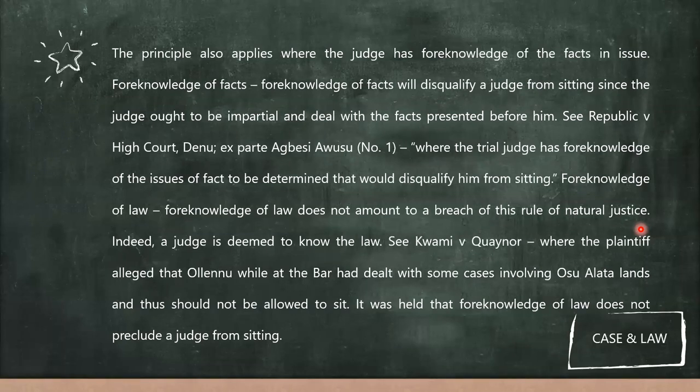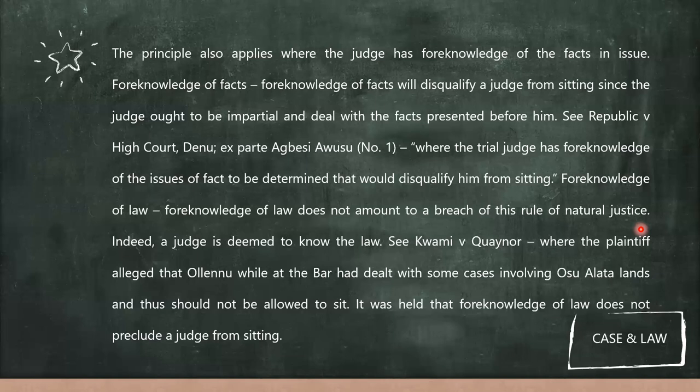Now, the Nemo Judex in causa sua principle also comes in where the judge has a foreknowledge of the facts. This is also very important. So there may be situations where the judge is already aware of the fact, or has already been briefed of the fact, and because of that, it may prejudice the mind of the judge. So as the judge is coming, he has already made up a decision, so nothing said by the other party would sway him from deciding otherwise. So where there's foreknowledge of a fact, a judge could be disqualified from sitting because the assumption is that the judge cannot be impartial.